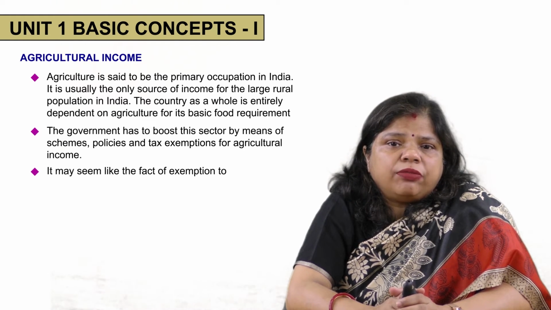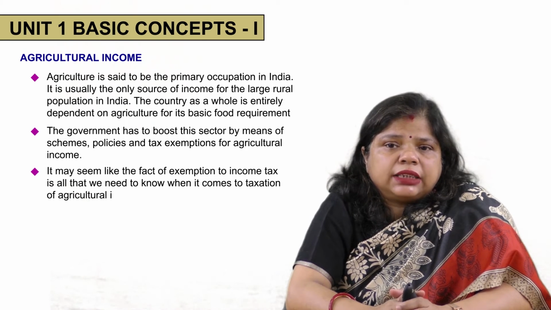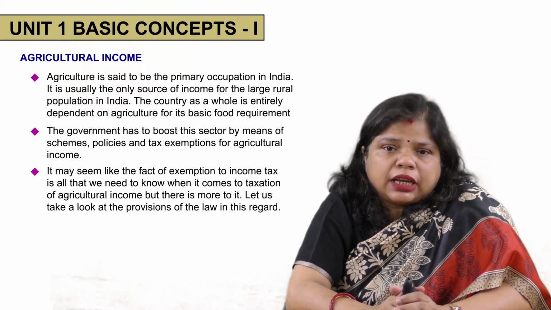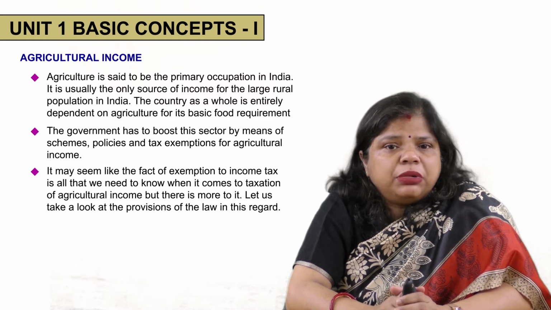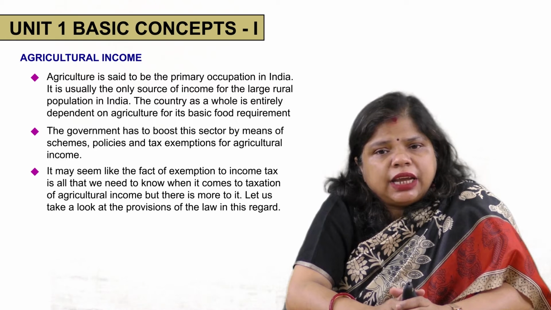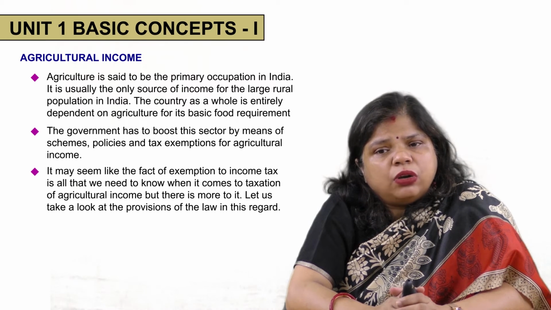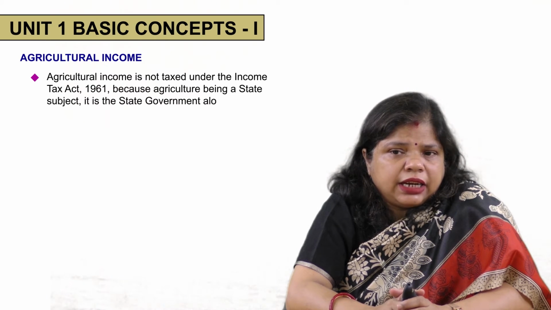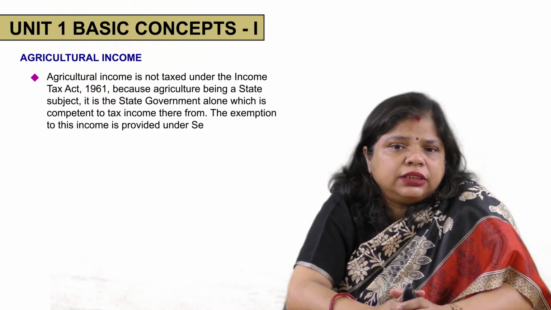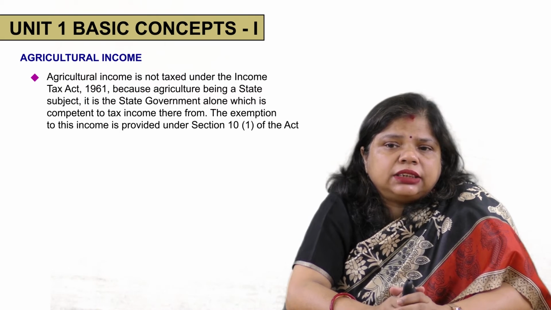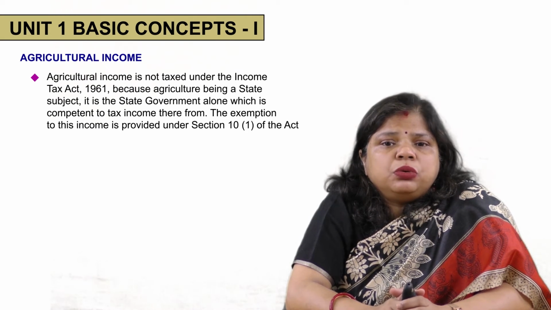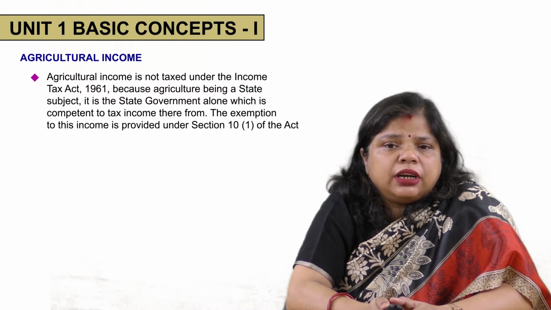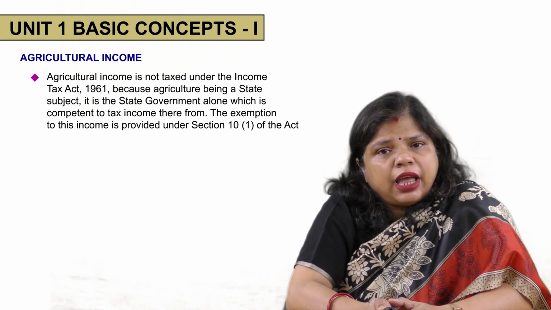It may seem like the fact of exemption from income tax is all that we need to know when it comes to the taxation of agricultural income, but there is more to it. Let us take a look at the provisions of the law in this regard. Agricultural income is not taxed under the Income Tax Act 1961 because agriculture being a state subject, it is the state government alone which is competent to tax income therefrom. The exemption to this income is provided under section 10 subsection 1 of the Act.